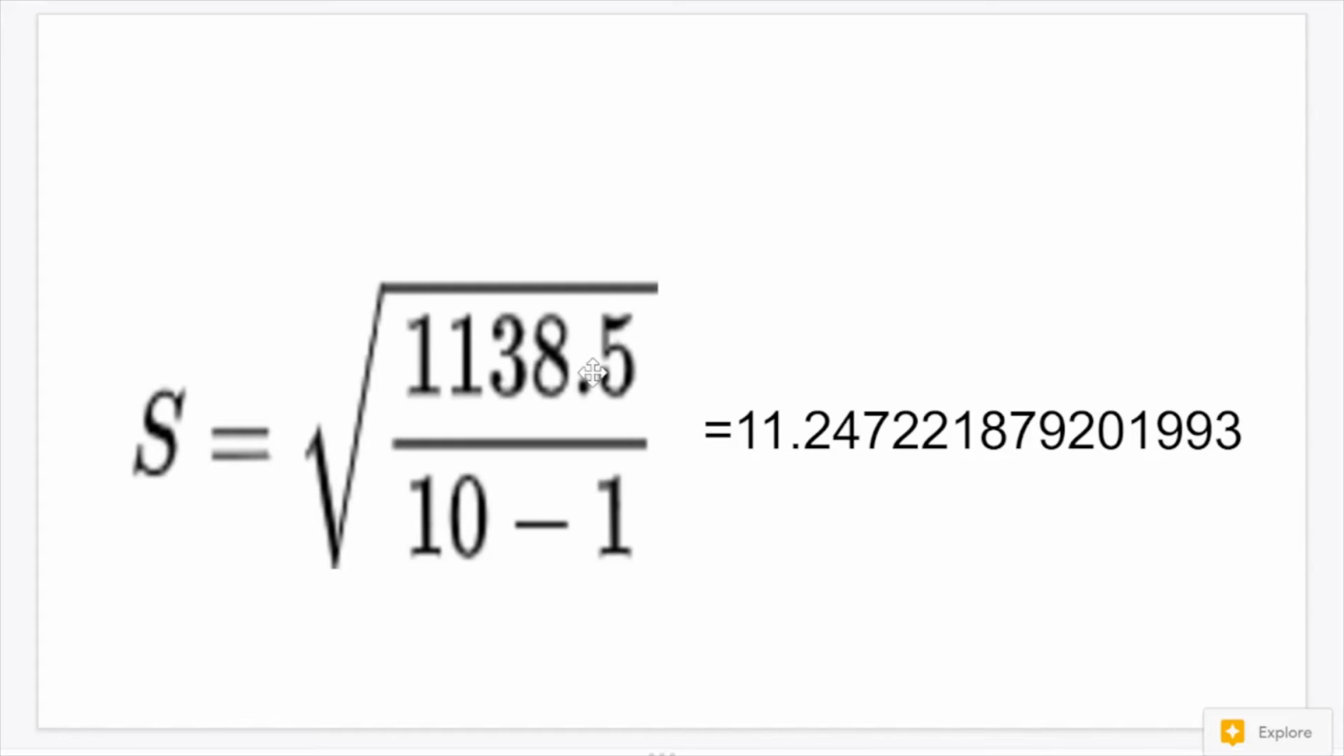Now that's our sigma, right? So we plug that into what we have left. So we have 1,138.5. Divide that by n minus 1. So in this case, our number of students is 10, so 10 minus 1. Again, our 1 is our degree of freedom. Okay, so that's 9. So 1,138.5 divided by 9, square root that, our standard deviation is 11.2472 rounded. Okay, so that's what our standard deviation is.